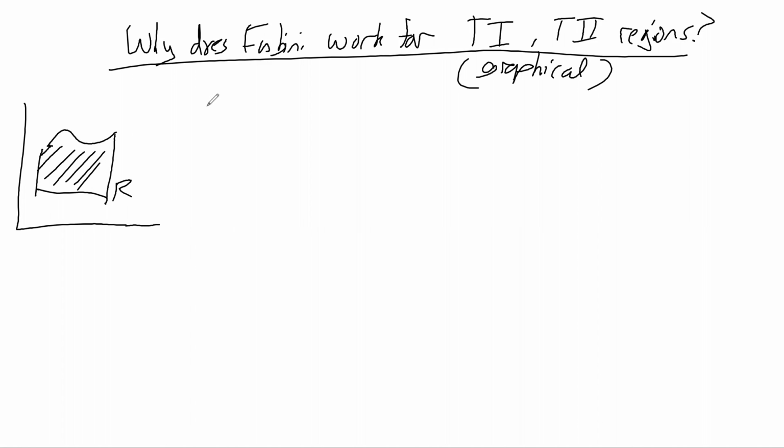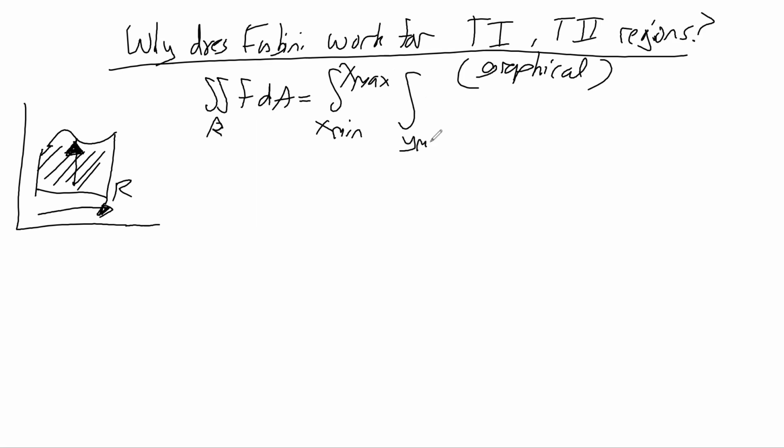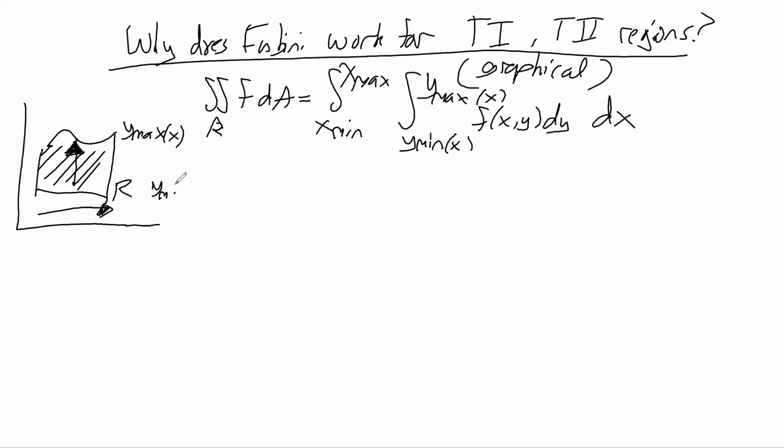And the claim there was that the double integral was equal to x min, x max on the outside, and y min, y max on the inside. And these upper limits, inside limits, they depend on x because we don't have a rectangle. So the reason this is true is because of Fubini for the ordinary rectangle.